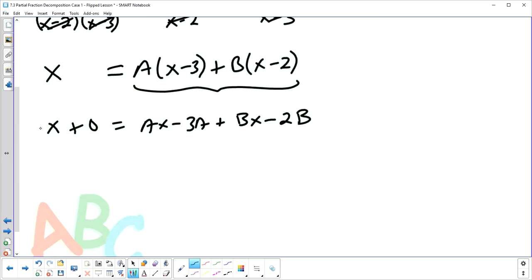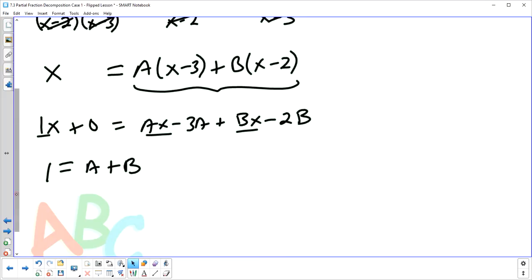If I equate coefficients, meaning I'm going to make an equation, I have a 1 as my coefficient for x. I have an ax and a bx, which means the only way to get 1x over here is if a plus b add up to 1. So we know they're both going to need to be fractions or a positive and negative.